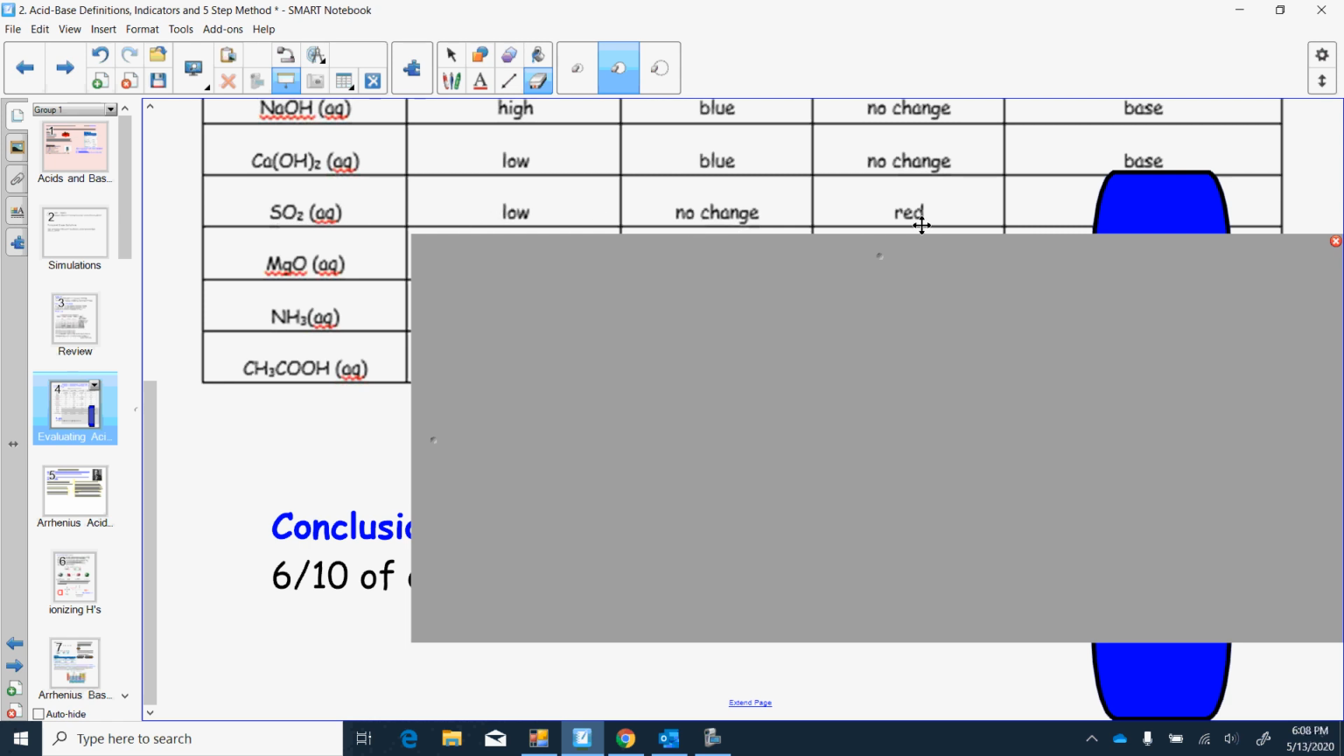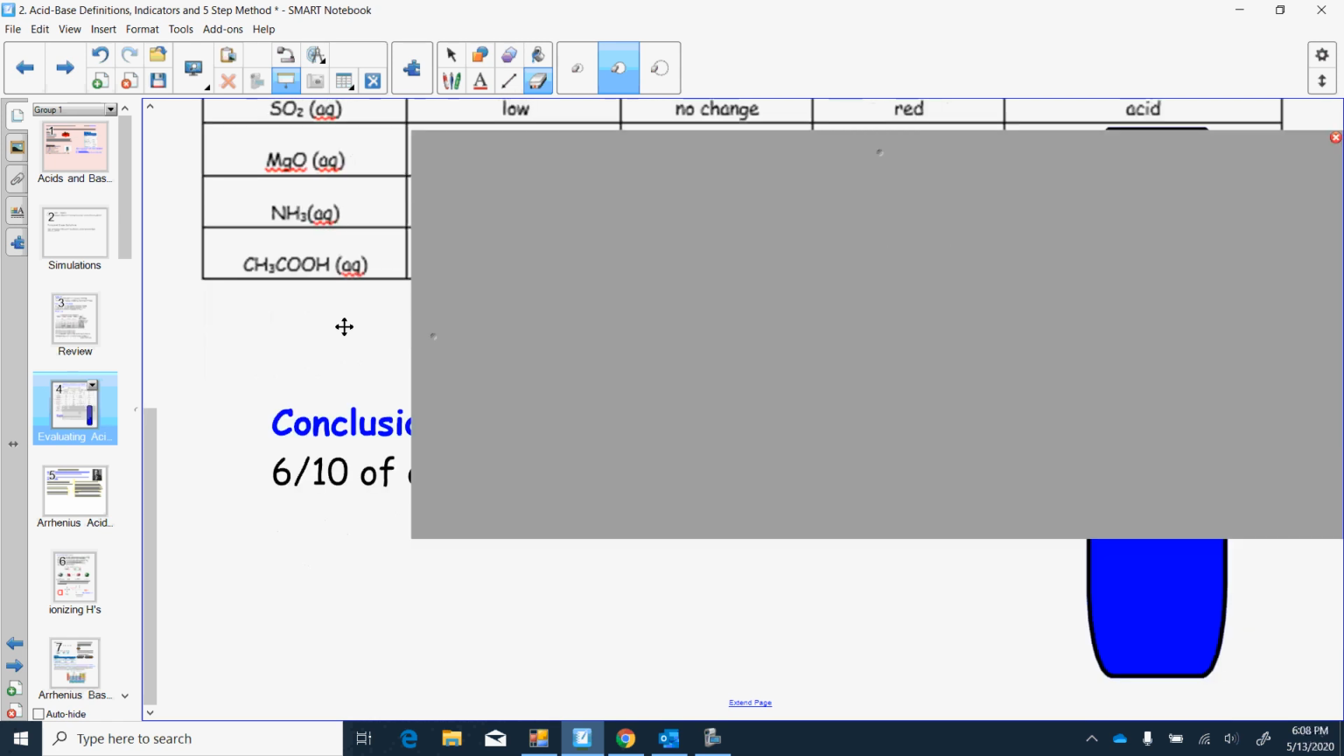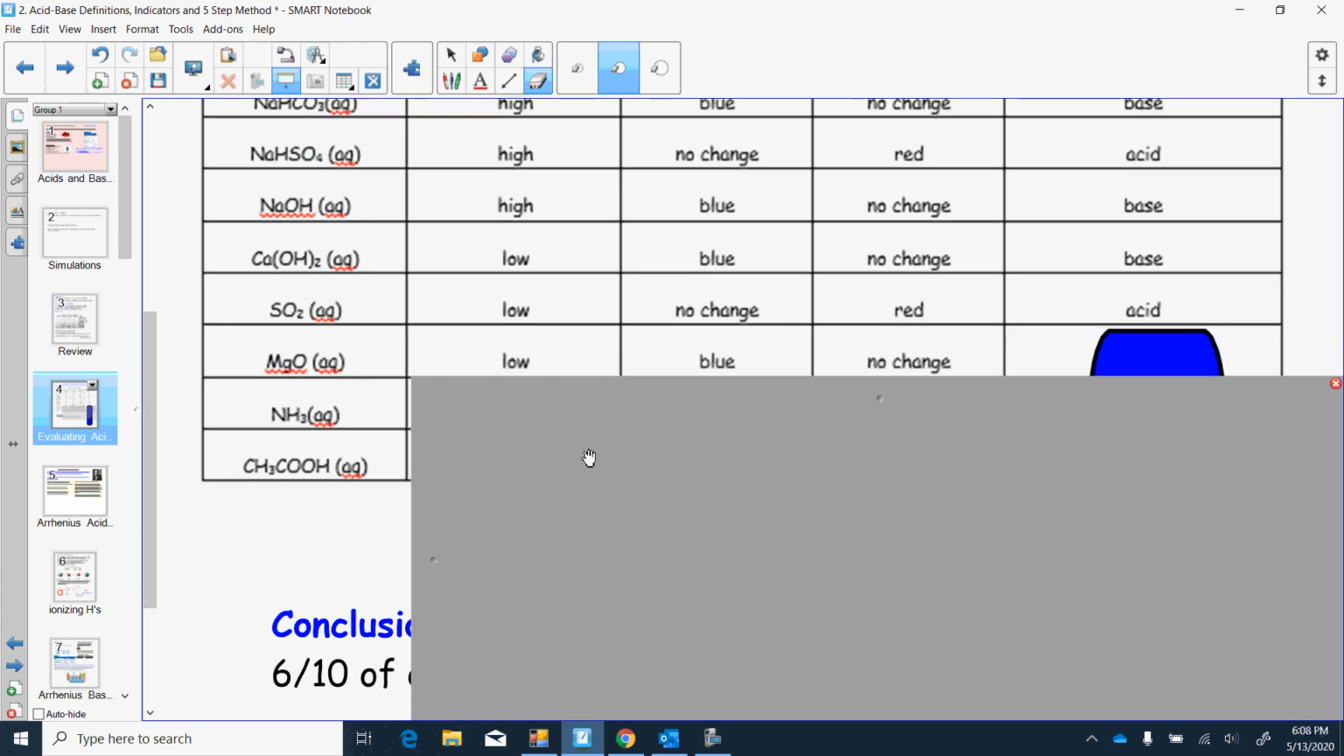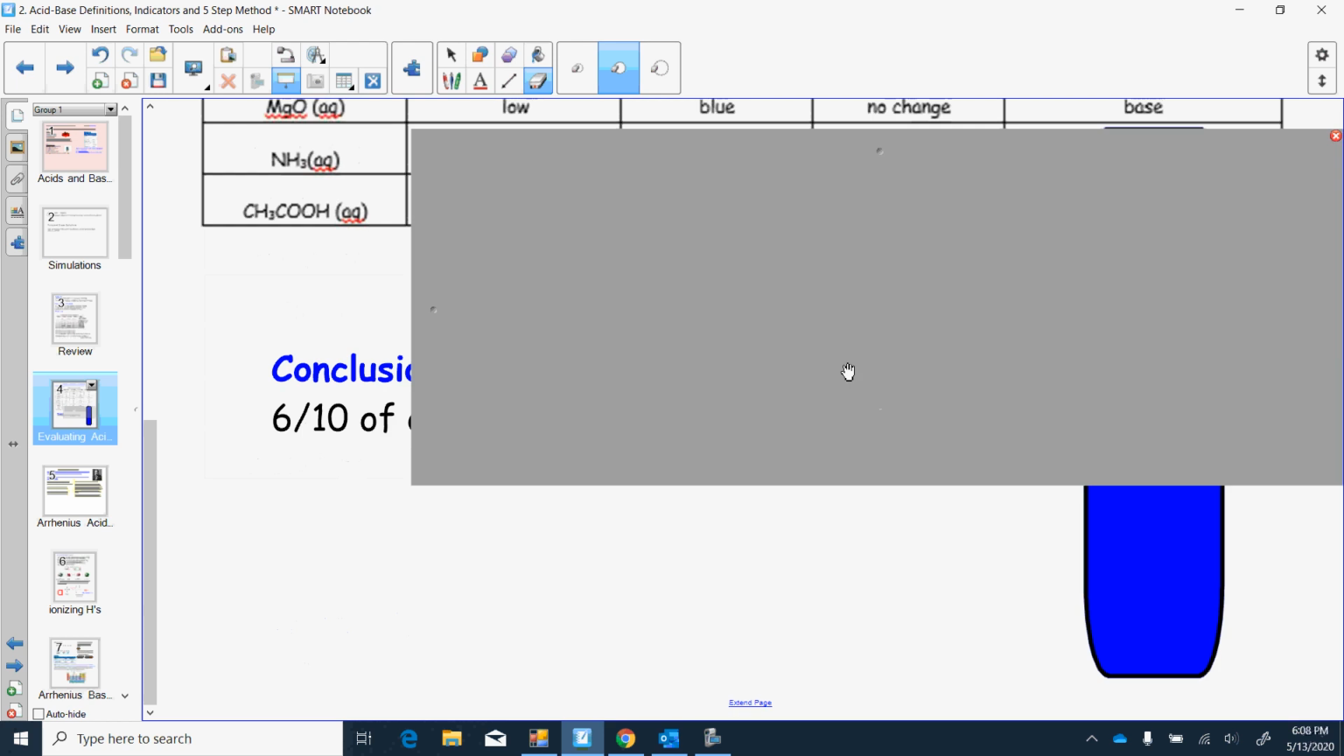But look at that. How the heck is that an acid? But it is. If you do the test, it turns that litmus red. And so we really start to see some surprises here. MgO, okay, look, blue. There's no OH there. It's just MgO. But it's turning our litmus blue. It's classified as a base.